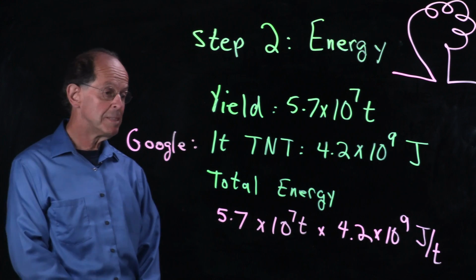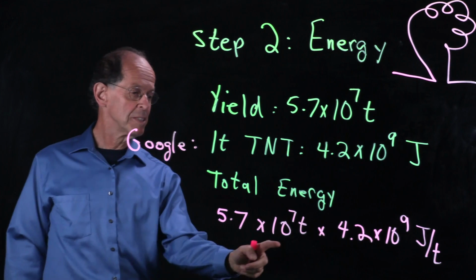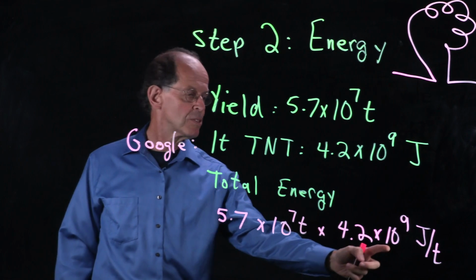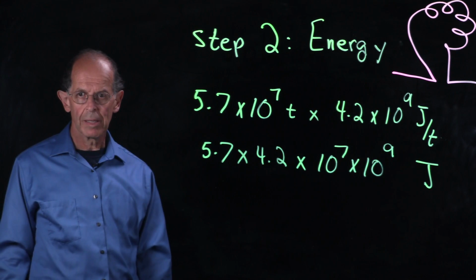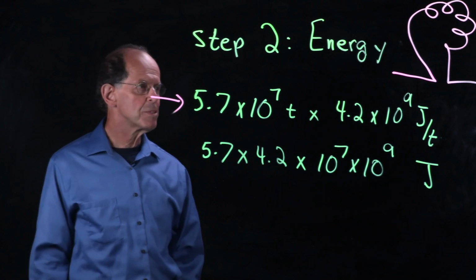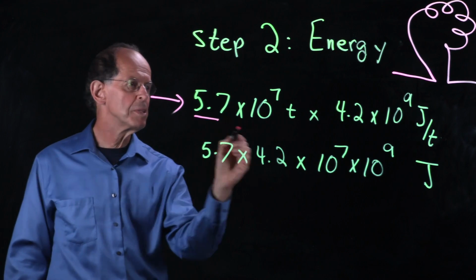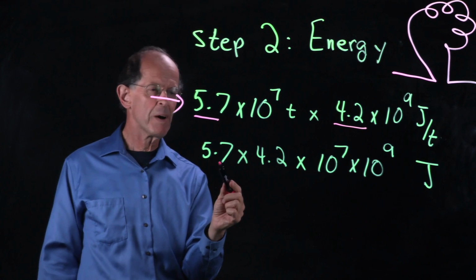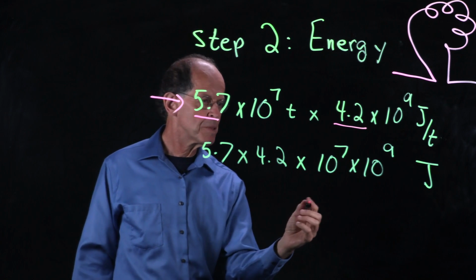The total energy is the product of the number of tons, 5.7 times 10 to the power 7 times 4.2 times 10 to the 9. And that's all going to be in joules. Let's finish this calculation. Here's our product of the two numbers we need to multiply. First thing we do is we rearrange the order so all the numbers less than 10 are together. So we have 5.7 times 4.2. And let's deal with the powers of 10.